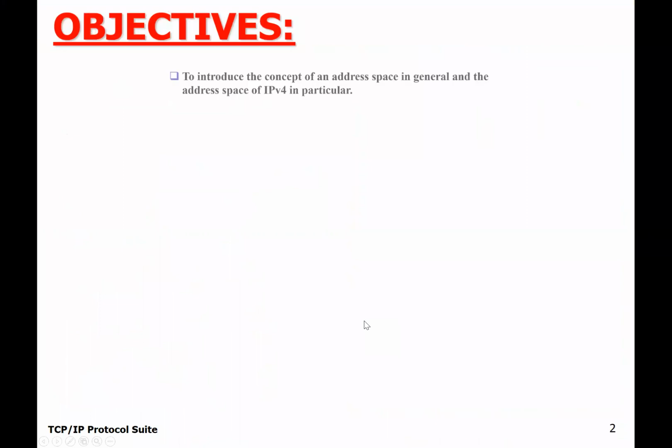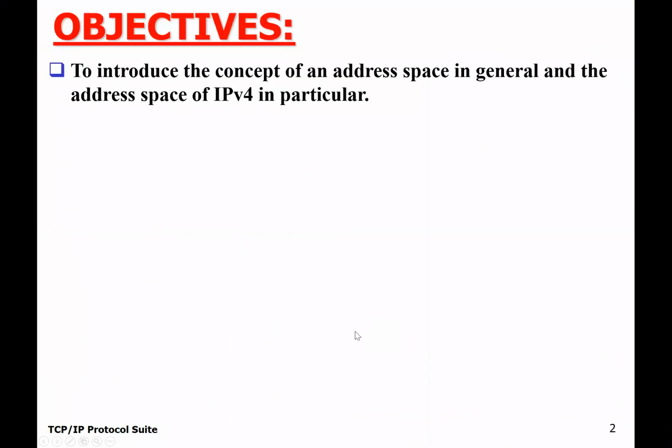So what we will discuss in this chapter, we'll introduce the concept of address space in general and the address space of IPv4. We say in general we need addressing. If you want to visit a house, you have to have an address. If I tell you to go to Fairfield University, I have to give you the address. And you have to have a unique address. You cannot give the same address to 2 houses. Okay, you will be confused.